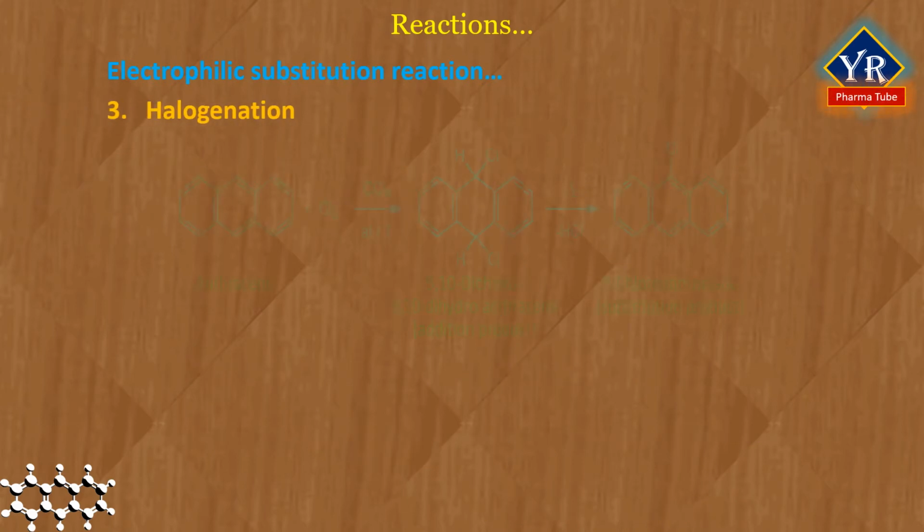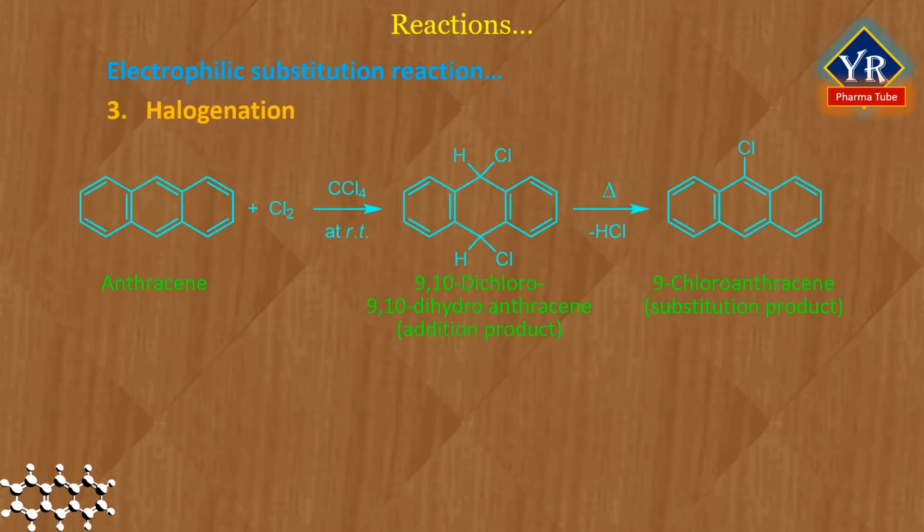Halogenation. Aromatic carbon-carbon double bonds normally react with electrophiles by substitution rather than addition, because addition would result in the loss of the aromatic stabilization energy. If the product of addition is itself strongly stabilized, addition can compete with substitution. For example, anthracene reacts with chlorine in carbon tetrachloride at room temperature to give 9,10-dichloro-9,10-dihydroanthracene, which is an addition product.